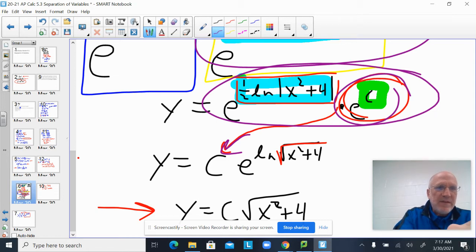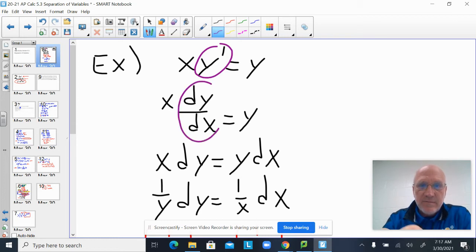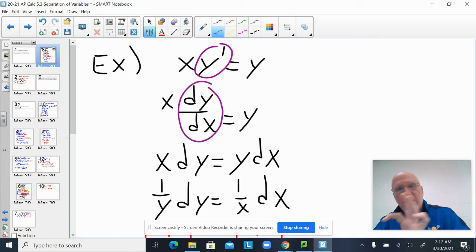Next one. I think I've got just two more. It says xy prime equals y. First, as I said right at the beginning, we're going to rewrite y prime as dy dx. That's all I did there. Now let's separate the variables. So I multiply the dx over to the right side.